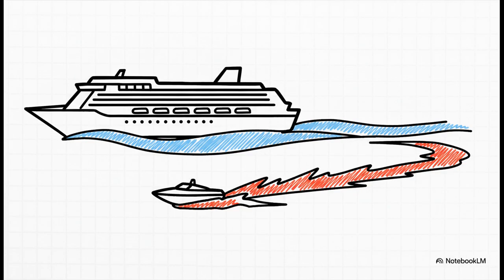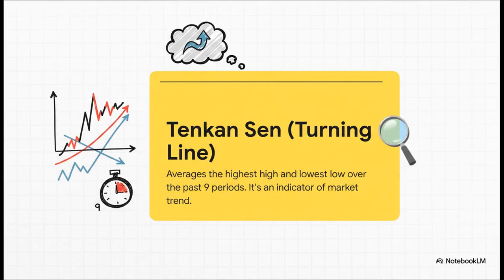Now, let's meet its faster, more nimble partner, the Tenkan Sen, which is usually the red line. If the blue Kijun Sen is like a big, steady cruise ship, the Tenkan Sen is the speedboat zipping around it. So, the Tenkan Sen, or the turning line, does the exact same calculation but over just 9 periods, so about 2 weeks. This makes it way more responsive to what's happening right now. And when this speedboat crosses the slower cruise ship, that's a huge signal that short-term momentum is changing, and it's something traders watch like a hawk.